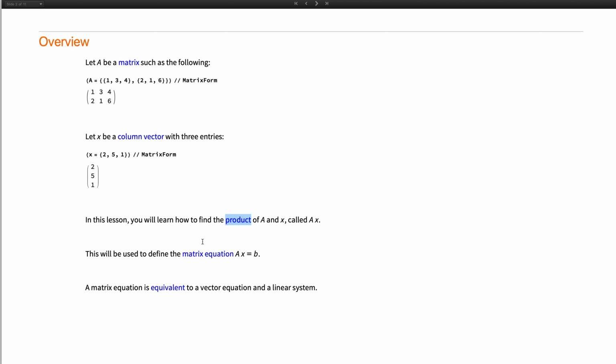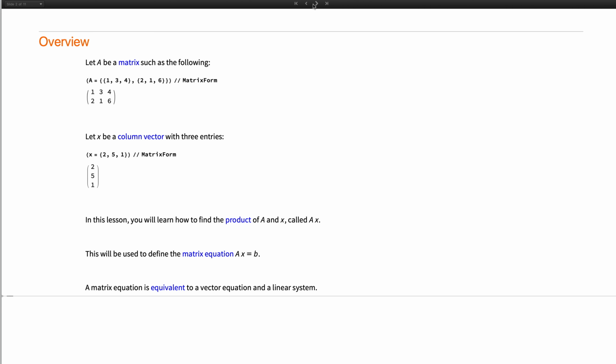Now this product will be used to define a matrix equation such as Ax equal to b, where b is a vector. And what we'll show is that such a matrix equation is equivalent to, first of all, a vector equation, and secondly, a linear system. And of course, matrices are much easier to work with, so we'll always work with matrix equations wherever possible.